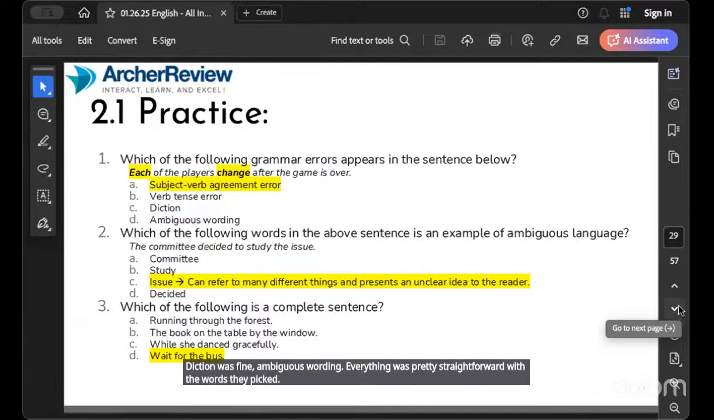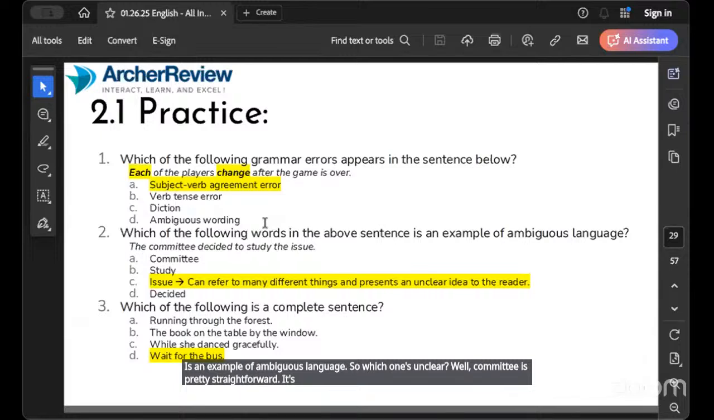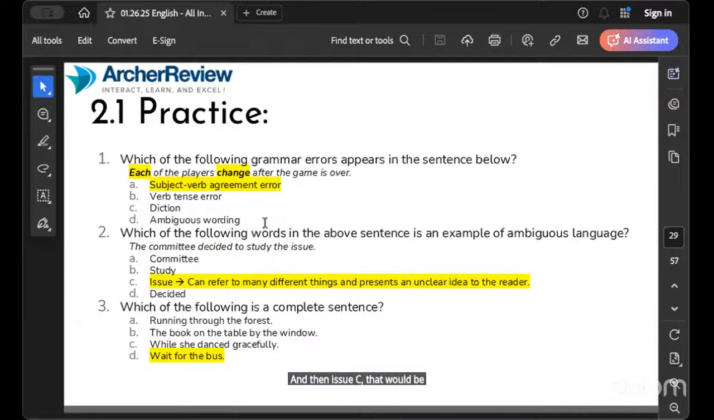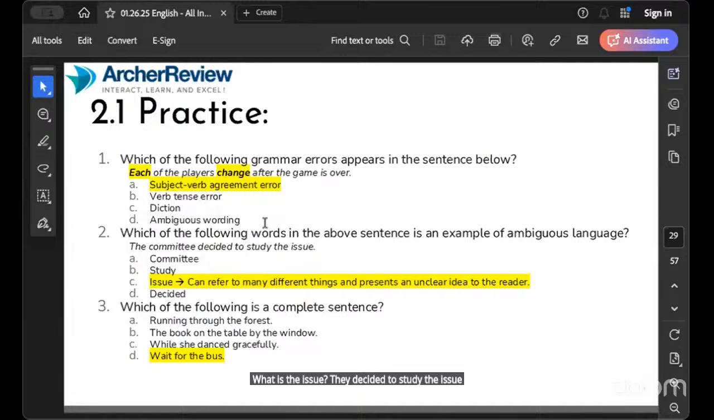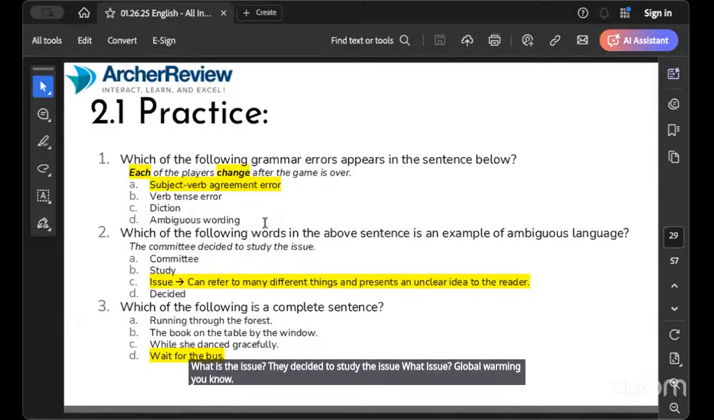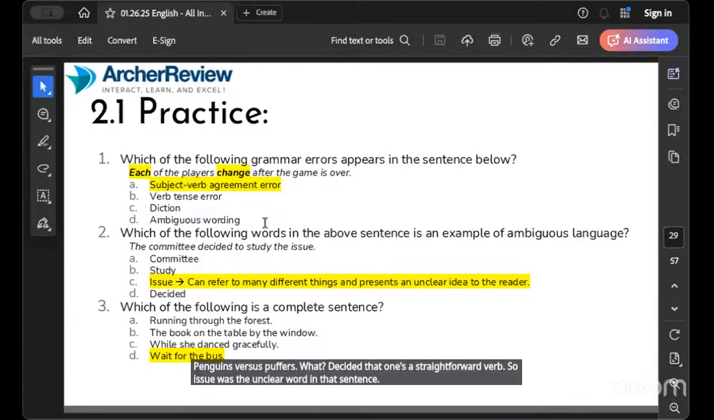Number 2, which of the following words in the above sentence, well, it was below, sorry, is an example of ambiguous language? So which one's unclear? Well, committee's pretty straightforward. It's a group of people. Study, again, straightforward because it's talking about the act of. And then issue, C, that would be the vague word. And remember, ambiguous is vague. What is the issue? They decided to study the issue. What issue? Global warming. You know, penguins versus puffers. What? Decided, that one's a straightforward verb. So issue was the unclear word in that sentence. So that one was C.